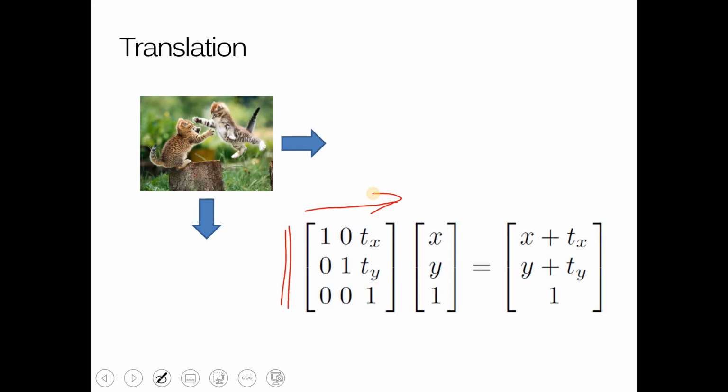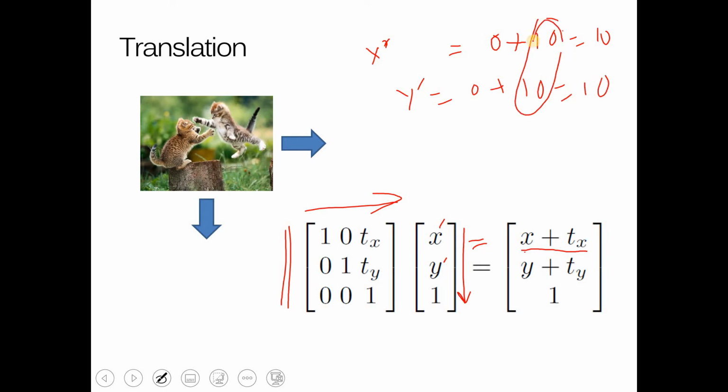Now again, if you do the multiplication, the row is multiplied by the column. So how will it work? x will be multiplied by 1, y by 0, and 1 by tx. So practically it becomes x prime equals x plus tx, y prime equals y plus ty, and 1 stays the same. What does this equation mean? It means that if the original location of x was 0 and the displacement that I want is 10, the new location x prime will be 10, and y prime will be 0 plus 10, also 10, where this 10 is basically the movement that you want to perform on the image, how much you want it to move.